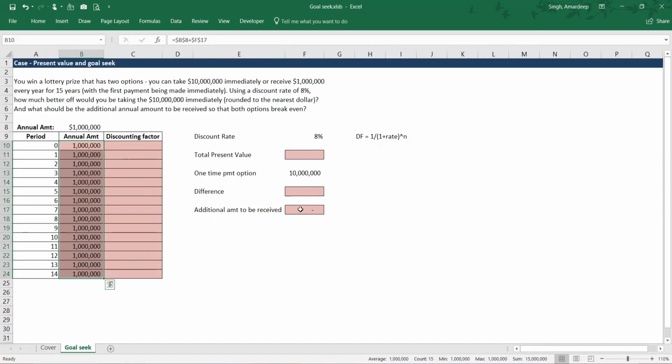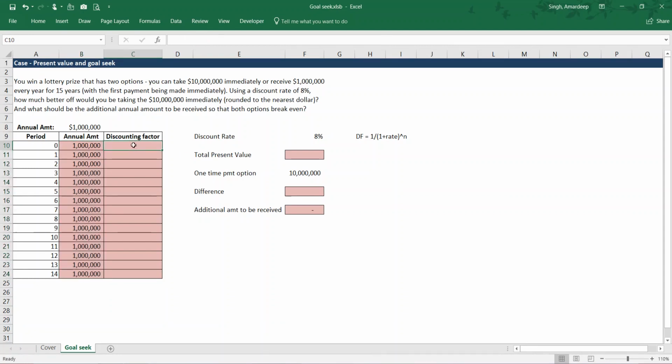Now obviously this 15 million cannot be straight away compared to a one-time payment option of 10 million. That is why, as I said earlier, we would need to use a discounting factor, and multiply that discounting factor with the annual amount that we are receiving, so that we are able to find out the present value of each of these annuity payments. And then at the end we would need to find out what is the total present value.